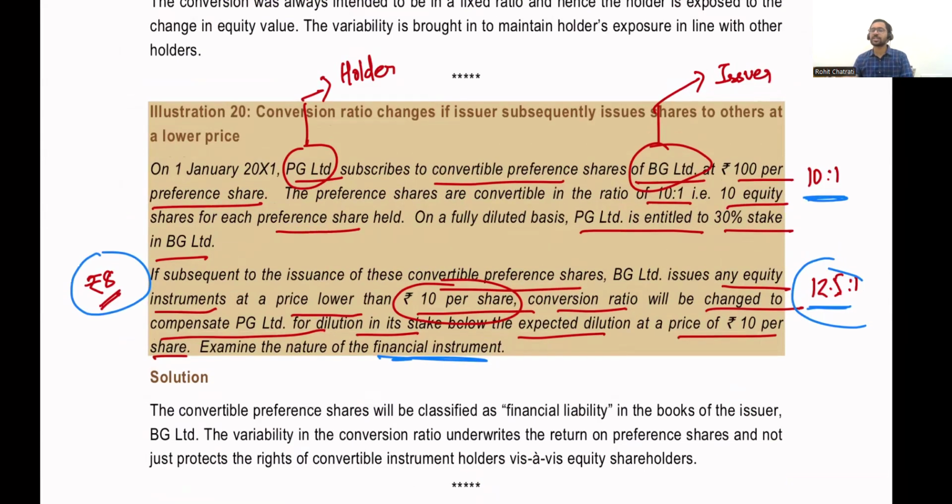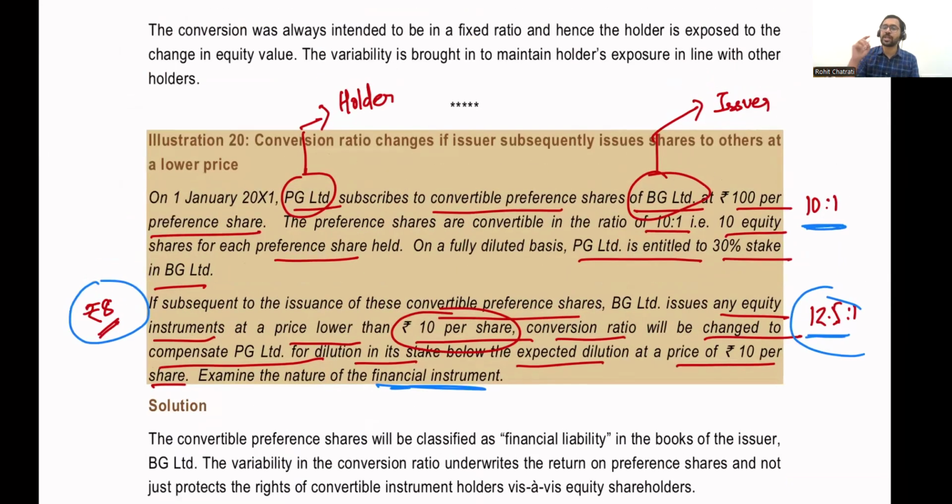All right, so the change in conversion ratio over here is not actually purely to protect the voting percentage, but it is to compensate PG Limited. If the share price falls, we are issuing a higher number of equity shares. All right, if let us say the share price falls to 8, we are going to issue 12.5 equity shares instead of 10 equity shares.